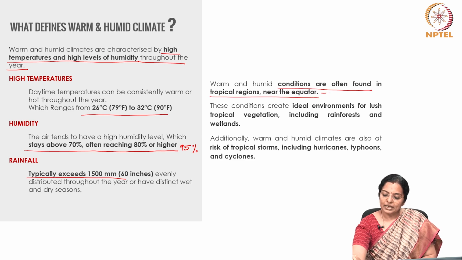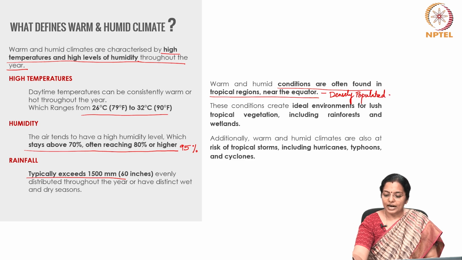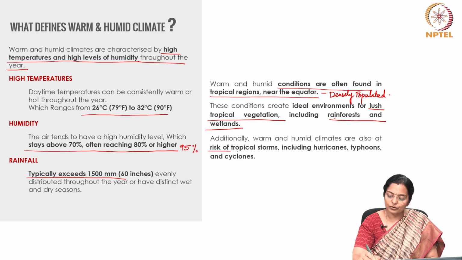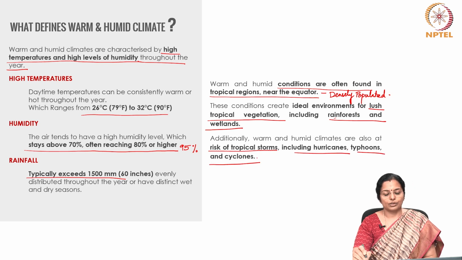So, most of the places having warm and humid climate are densely populated. These conditions create ideal environments for lush tropical vegetation, including rainforests and wetlands. Additionally, warm and humid climates are also at a risk of tropical storms, hurricanes, typhoons, and cyclones.